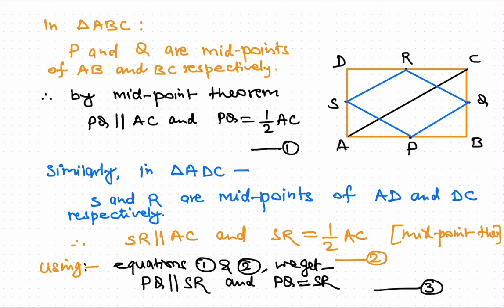Therefore, this also holds because of the midpoint theorem. So equations 2 and 1 together give PQ is parallel to SR and PQ is equal to SR. That means PQ and SR are parallel and they are also equal to each other. Therefore, PQRS becomes a parallelogram.